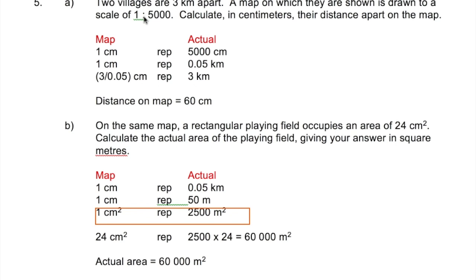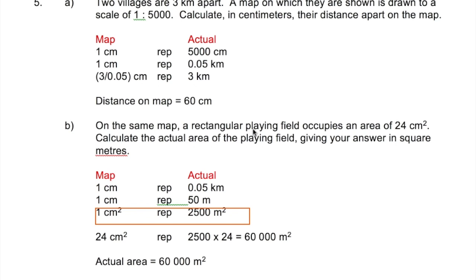In question 5, we have two villages 3 km apart. We are given that the scale on the map is 1:5,000, which means 1 cm representing 5,000 cm. Since we want to find the distance, we need to convert it first to the km scale, which is 1 cm representing 5,000 divided by 100,000, giving us 0.05 km. Therefore, the length representing 3 km will be just 3 divided by 0.05 cm, giving us the distance on the map is 60 cm.